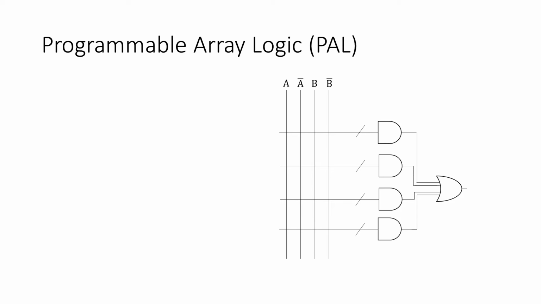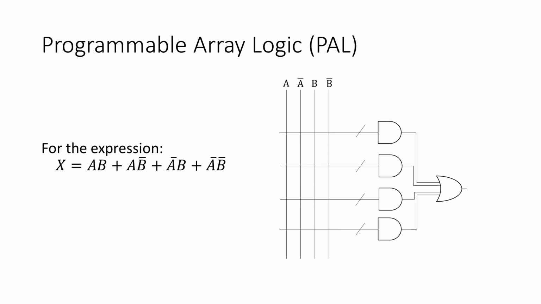Using a diagram like this, we can visualize which cells in the array will be made or broken depending on the expression we need to generate. Let's take a look at an example. We want the array to generate a SOP function of AB or A not B, or not A B or not A not B. To display this, we can mark on the diagram where junctions need to be made in the array to connect the columns to the rows.